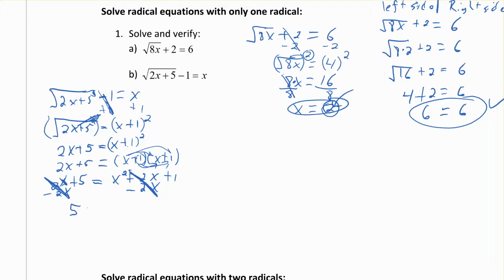We've got 5 is equal to x squared plus 1. So now next step is I have to get rid of the positive 1. I'm going to subtract 1 from both sides. Those cancel. So I've got 4. I've got x squared is equal to 4.